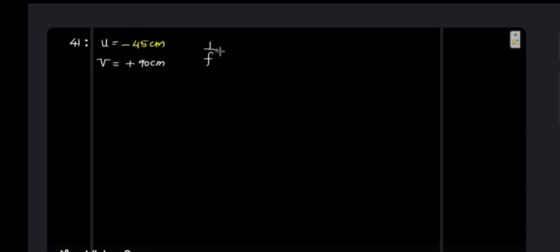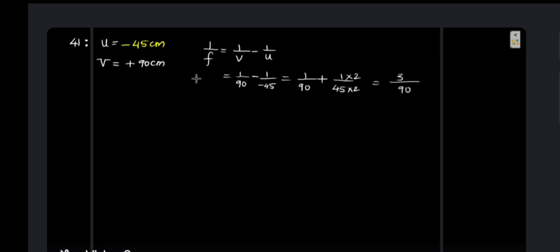So 1 upon f is equal to 1 upon v minus 1 upon u. So 1 upon 90 minus 1 upon u is minus 45. That will be 1 upon 90 plus 1 upon 45. I can just multiply and divide by 2, take LCM. So 3 divided by 90 is going to be 1 upon f, which is going to be equal to 1 upon 30. So f is going to be plus 30 centimeters.